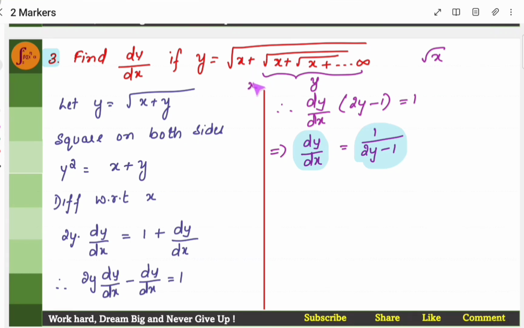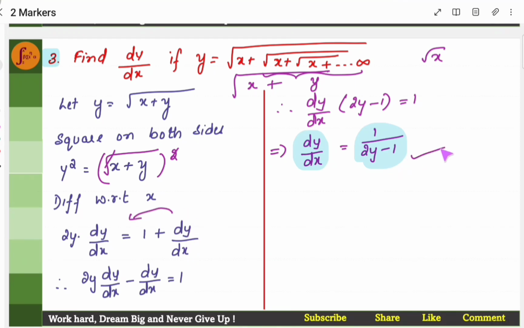You take the first term, which is x, and then the entire thing with the root on top. So you write that like that. Then square both sides so that you can eliminate the square root. Square and square root will get cancelled, so you'll get y square is equal to x plus y. Now you differentiate. Bring all dy by dx to one side and shift everything else to the other side.